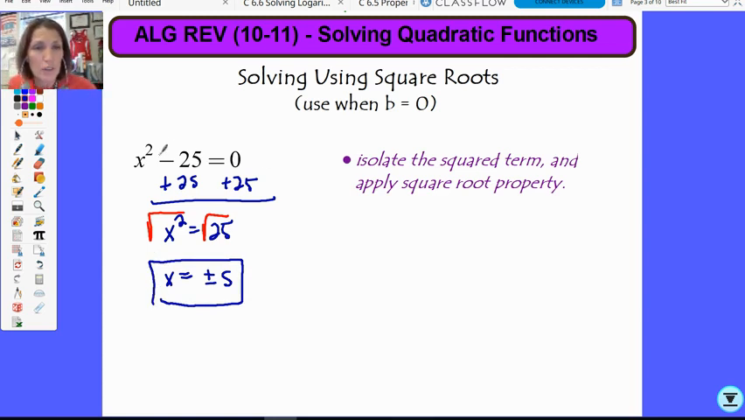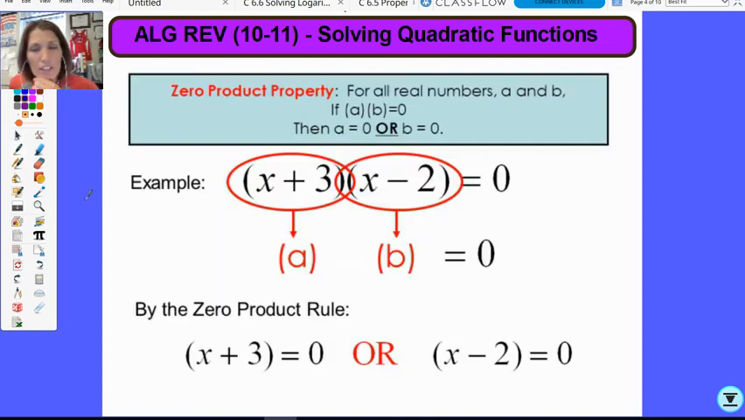So anytime you have just the squared term, you don't have the x term, you can just isolate that term and take the square root. You can also just factor and go x plus 5, x minus 5 equals 0. Set them both equal to 0 and solve that way as well. Okay? So the next thing we'll look at is factoring.